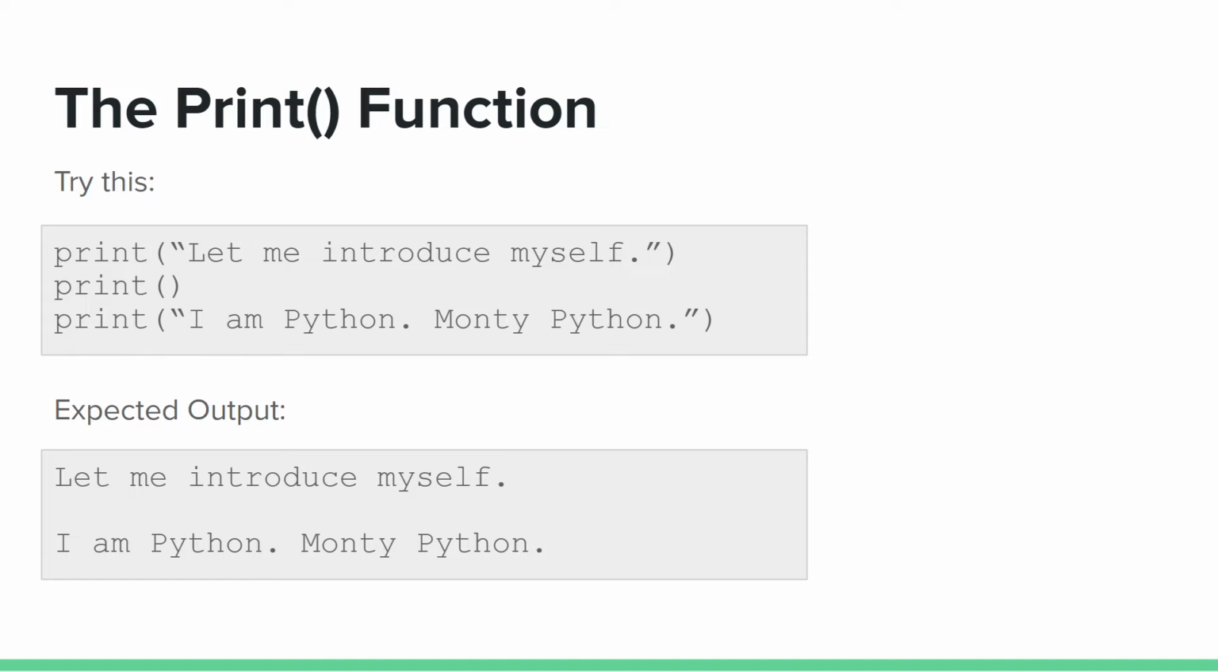Alright, so let's see more examples in the print function. And it's getting more interesting where we see this line of code. We have print, let me introduce myself. And we have an empty line, something like print. And we have I am Python, Monty Python.